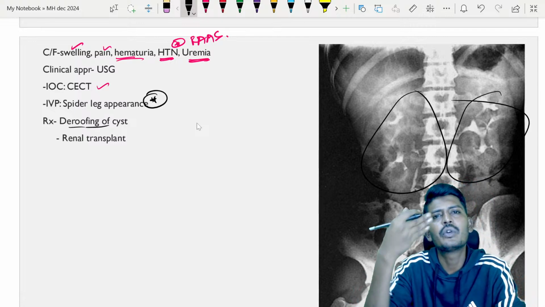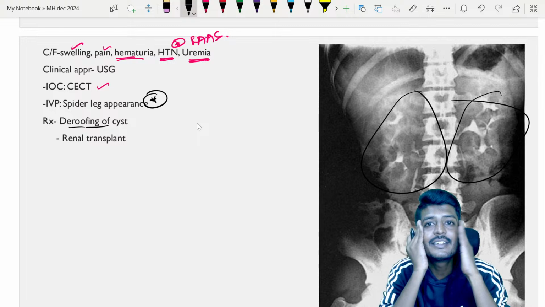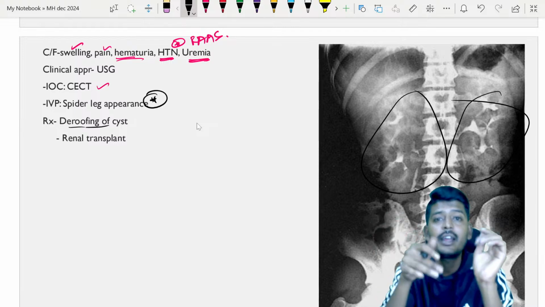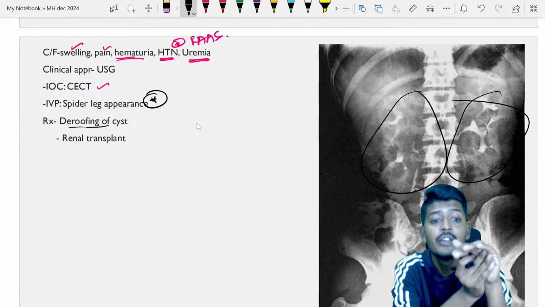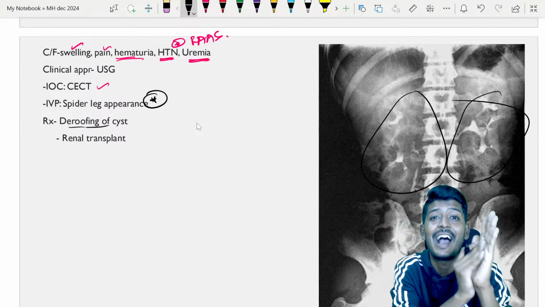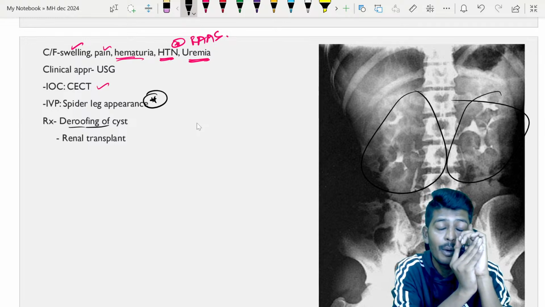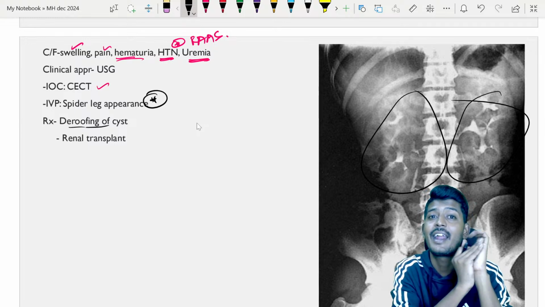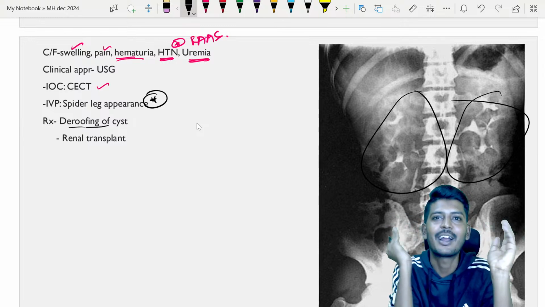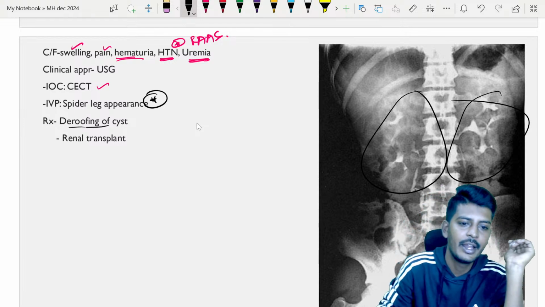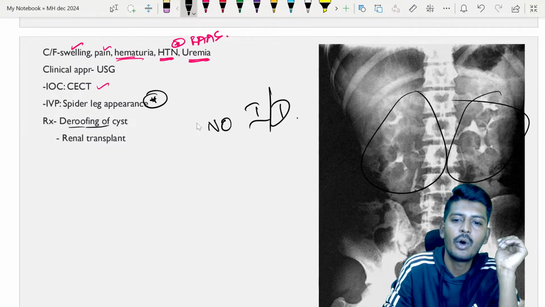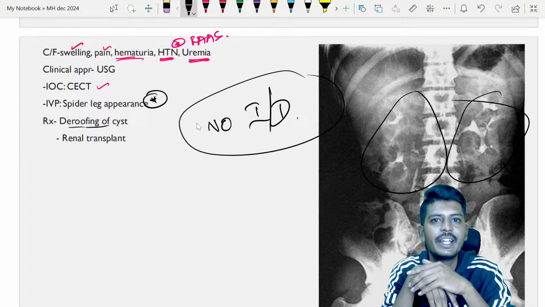But even if you try to remove the cyst, our mind will say, sir, it is a cyst, so put a needle and aspirate. But if you aspirate it, it will get filled again. So deroofing of the cyst can be considered, but cyst drainage, incision and drainage, no. Anywhere fluid-filled, cut it open and remove it, you cannot do that, sir. So first thing, no IND, there is no IND for your polycystic kidney disease.